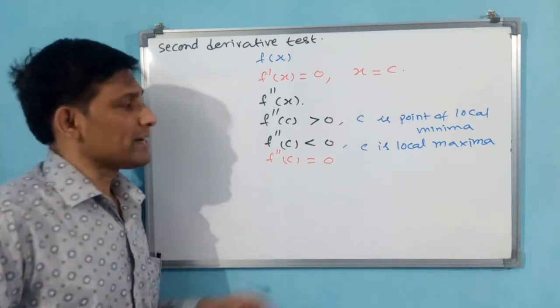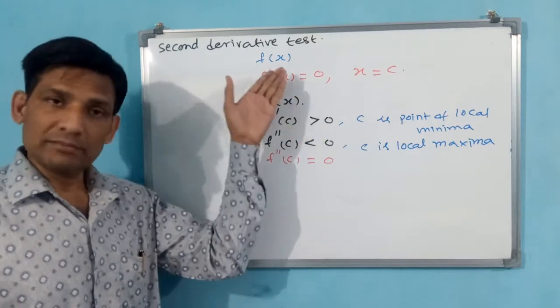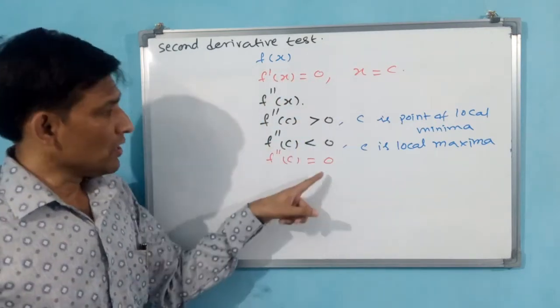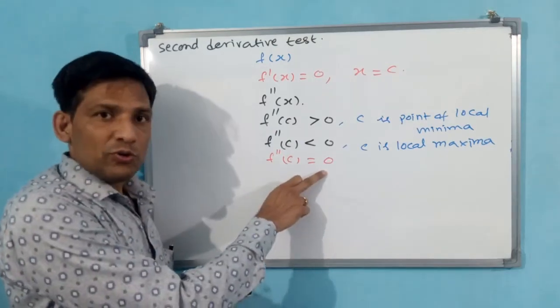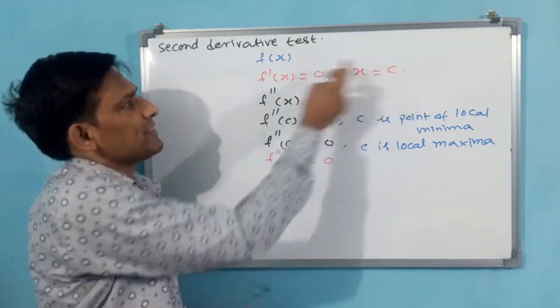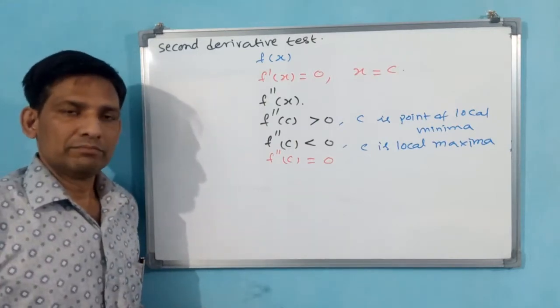Directly, don't write point of inflection. Point of inflection may come, or else local minima, local maxima also may come. You have to go back to the first derivative. If the second derivative comes 0, then go back to the first derivative and apply this c, and see what will come.